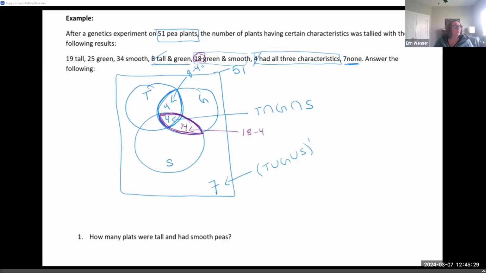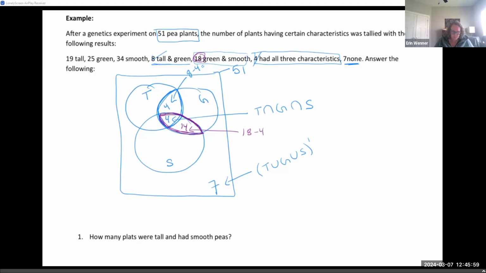So now we can see by looking at this, we almost have that circle of green completely accounted for. And once we see that we've got 3 of the 4 spaces, and when I'm talking about 3 of the 4 spaces, again, that circle green has the 4 that are tall and green only, the 4 that are tall, green, and smooth, and then the 14 that were green and smooth only, right? Then there's just the ones that were green that aren't part of that.